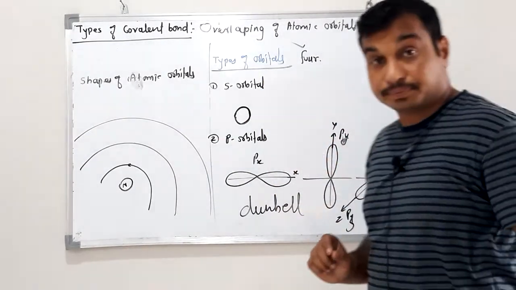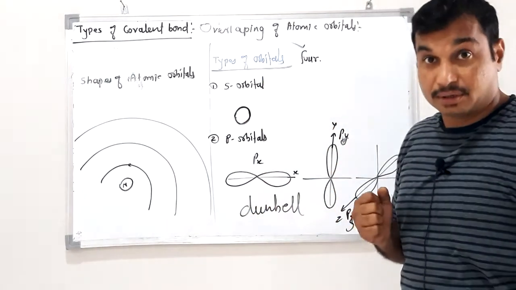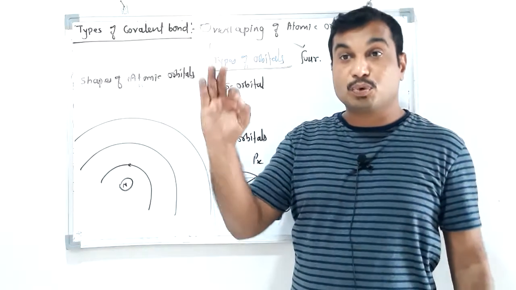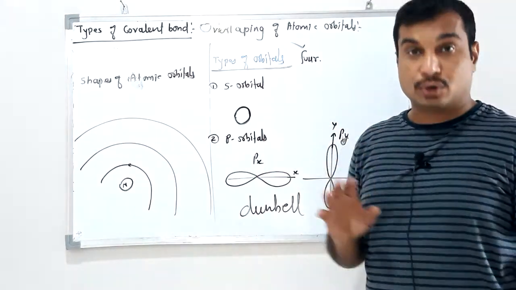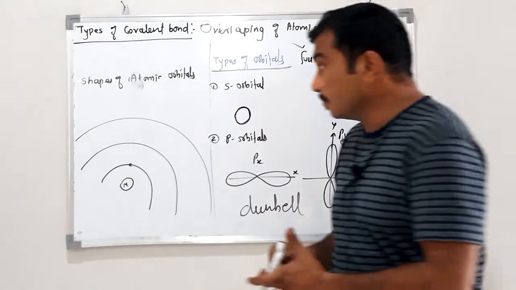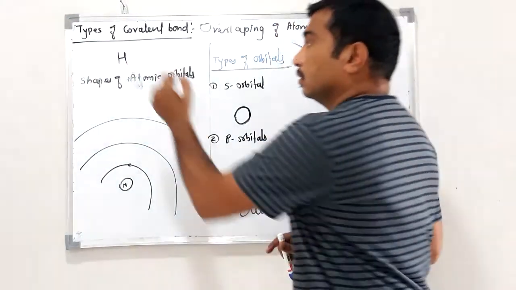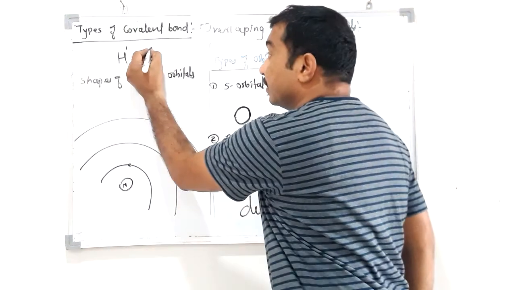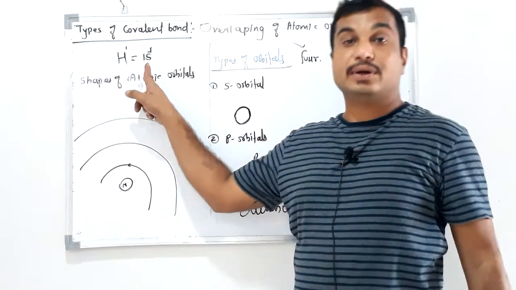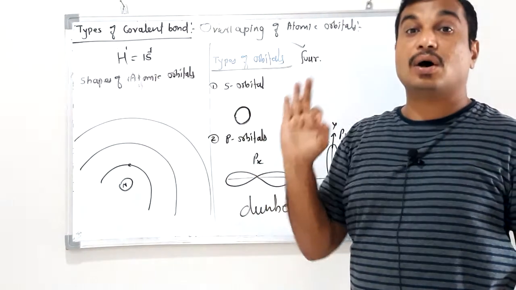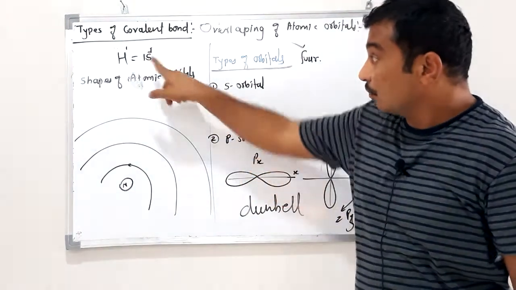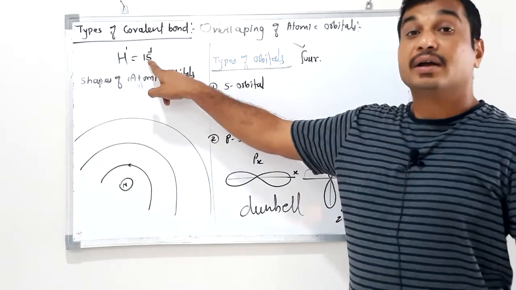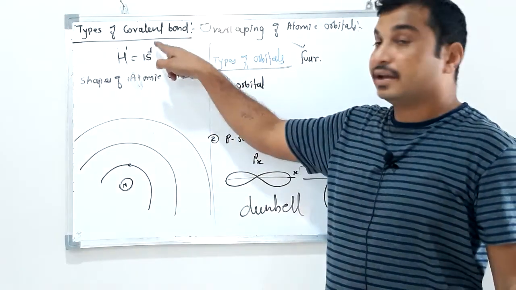S orbital means what, or p orbital means what? S orbital means in this spherical area there is maximum probability of finding an electron in the atom. Suppose in the case of hydrogen, atomic number 1, the electronic configuration is 1s1. What does it indicate? The single electron of hydrogen is present in the 1s orbital. In 1s, 1 represents the first shell, and this first shell has an s orbital, and in that orbital the electron is present.